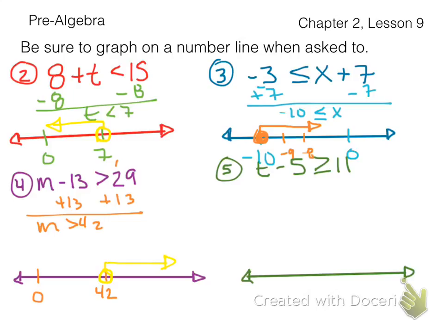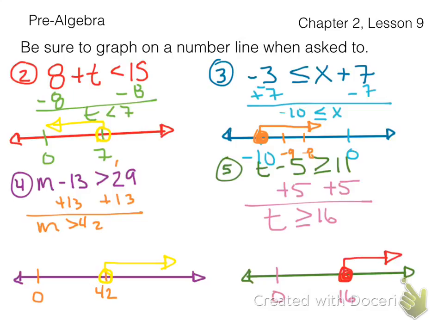Last straight up math problem, because we've got a word problem, and then we're done. So we're going to add 5 on both sides. We've got t is greater than or equal to 16. So we've got 0, we've got 16. Because it's an or equal to, we're definitely going to have a closed circle, and then t is greater than 16 or equal to, so it's all the numbers that include or are greater than 16.